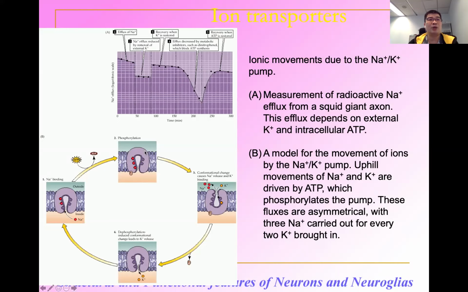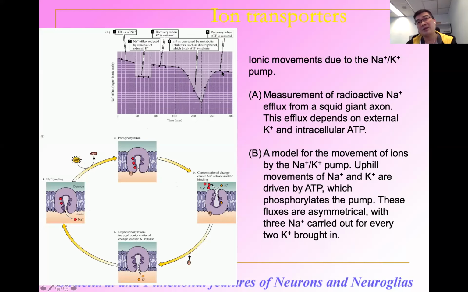So basically, what happens is that it will bind sodium and potassium, and also the hydrolysis of the ATP makes the conformational change, and that will move the ions into different directions. Same as if you remove the ATP or stop the ATP production, then the pump will not function either. If you add back the ATP, then that will recover.